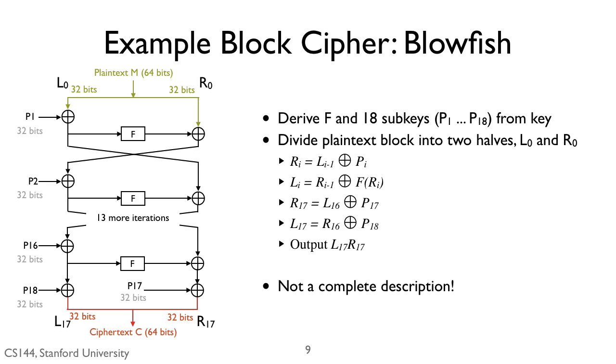You XOR the left half with the key P. You pass this value through the function f and XOR that with the right half value. The right half value becomes the left half value and vice versa. Then, in the final step, you XOR the left half value with P18 and the right half value with P17. This produces two 32-bit values which you can concatenate into the ciphertext c.